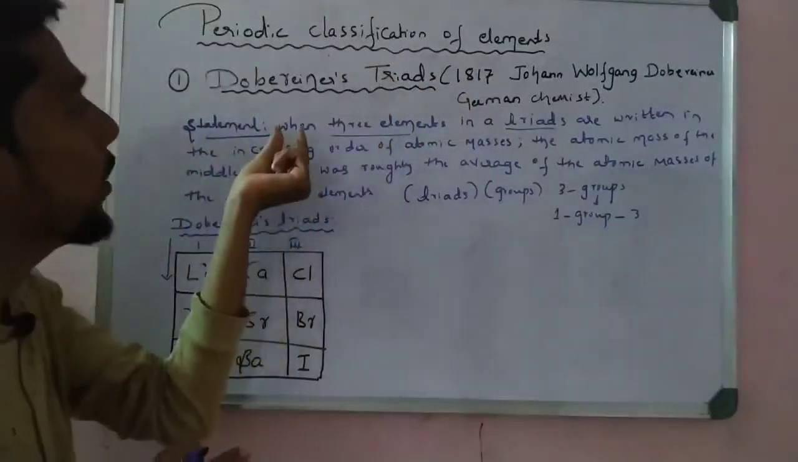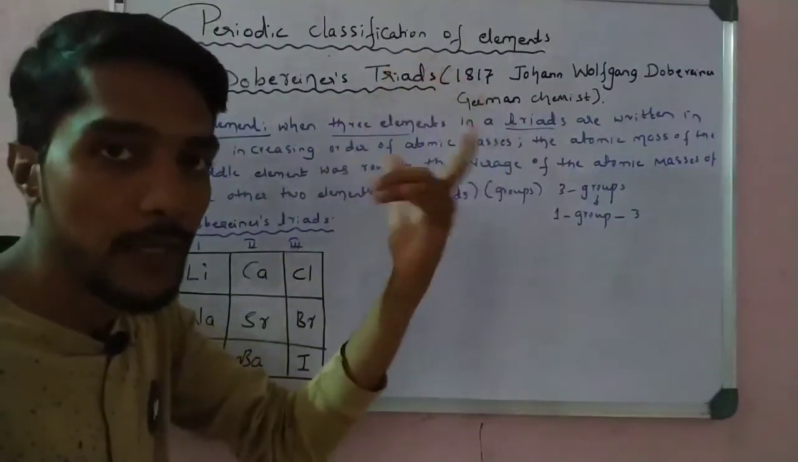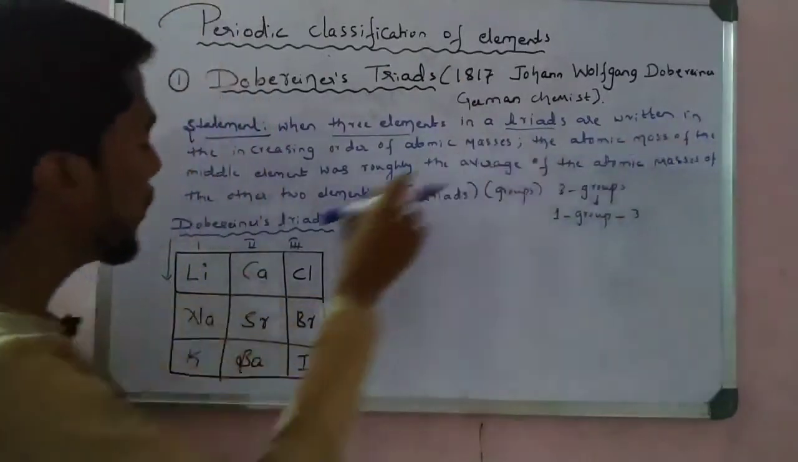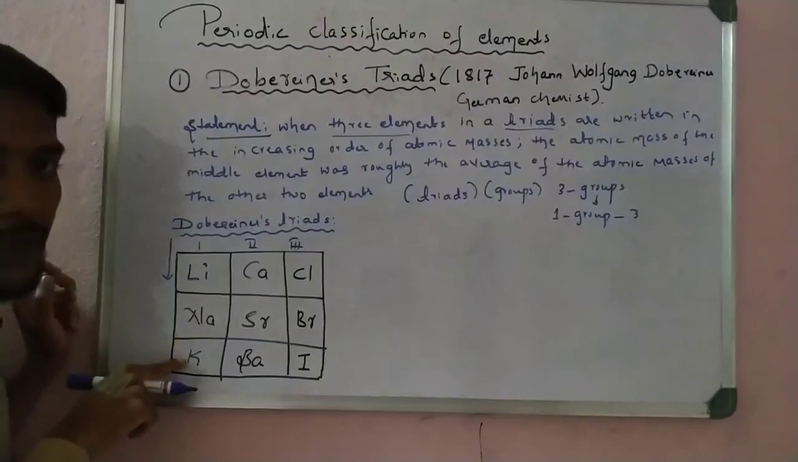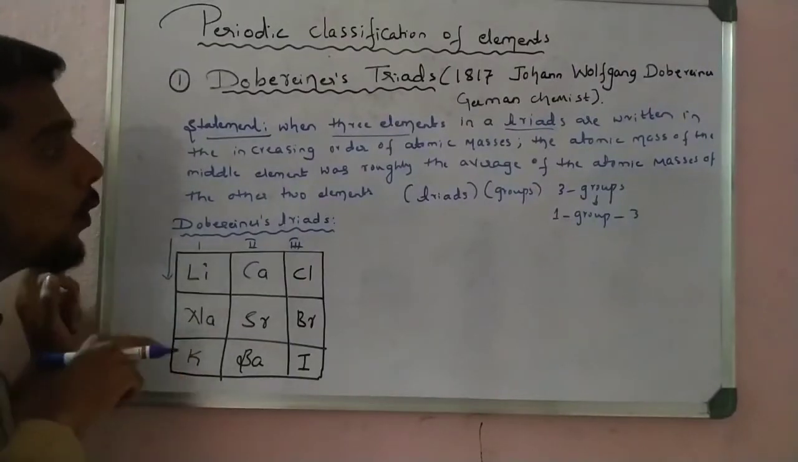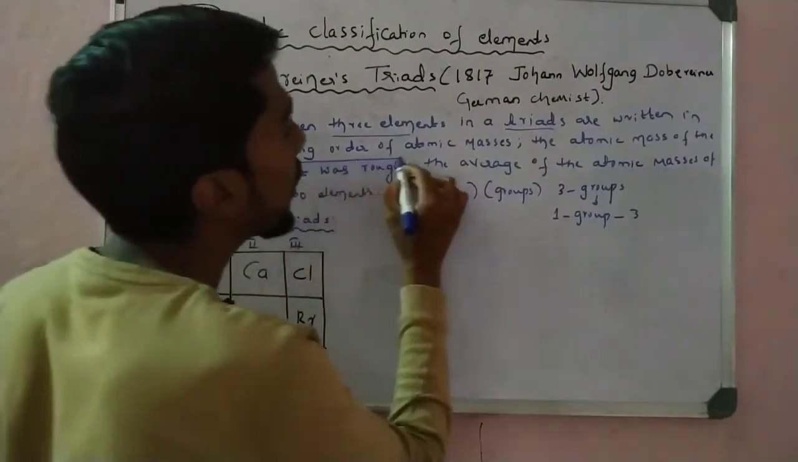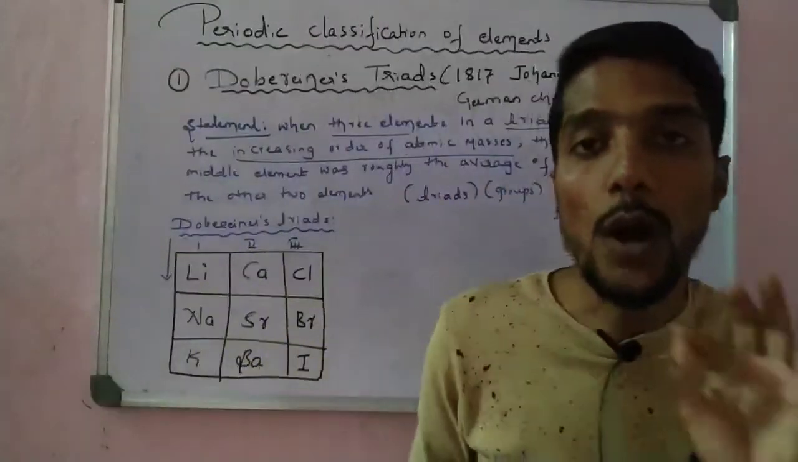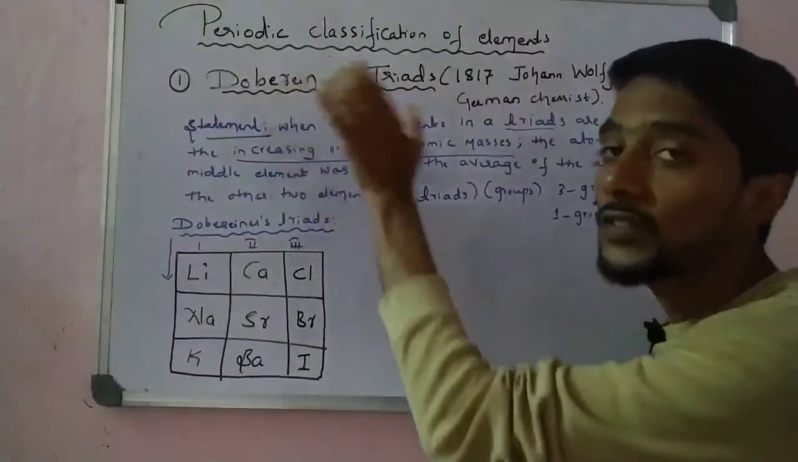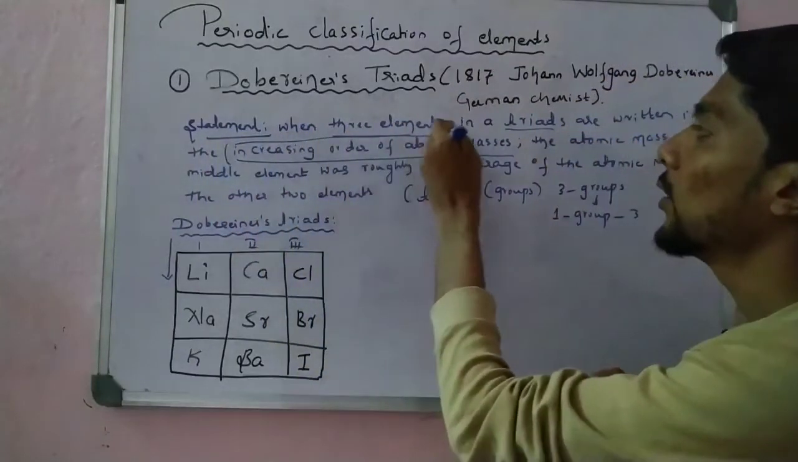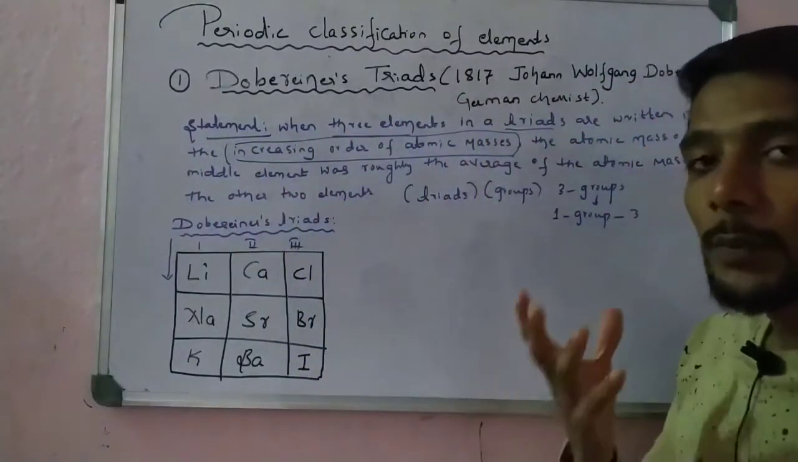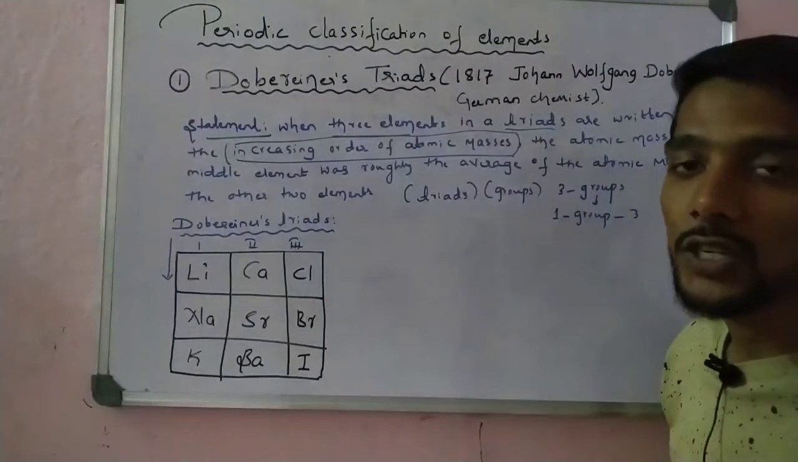So let us see, when the three elements in a triad, that is in a group, are written, we write Li, Na and K in the first group, the first triad. How? By the increasing order of atomic masses. That is the principle. What is the principle of Dobereiner's classification? That is the principle. In the examination maybe they ask, what is the principle of Dobereiner's classification? So that is what?